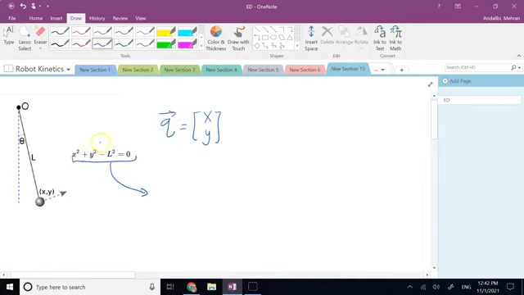Sometimes this function a of q, the nonlinear function, is complicated. It's not always easy to find one parameter as a function of the other. In this case, you can. In this case, if you want x, you say x is what? Plus or minus square root of L squared minus y squared. But not always finding such a thing is possible.